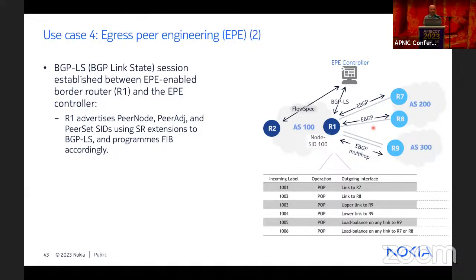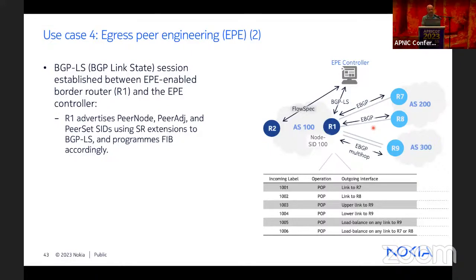BGP link state is a set of extensions to BGP that allow the topology of the autonomous system to be advertised to something else. And that something else is typically an SDN controller. Remember I said, how does the ingress PE know what stack to put on it? And the answer was using a controller. But for a controller to do it, it's got to have visibility of the topology. How does it get visibility of the topology? The controller is sitting somewhere else. It's not part of your network per se. So how does it get visibility of the topology?